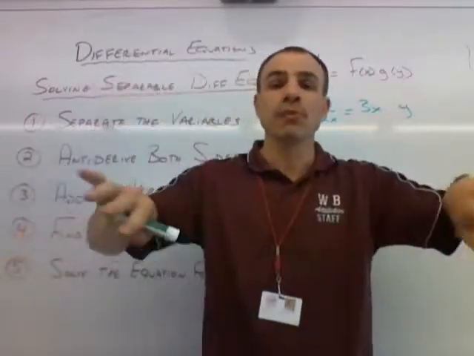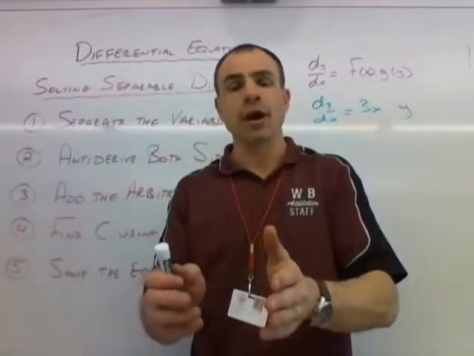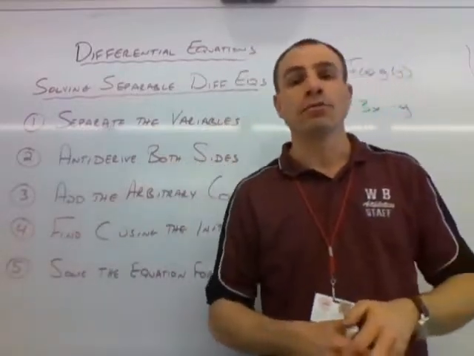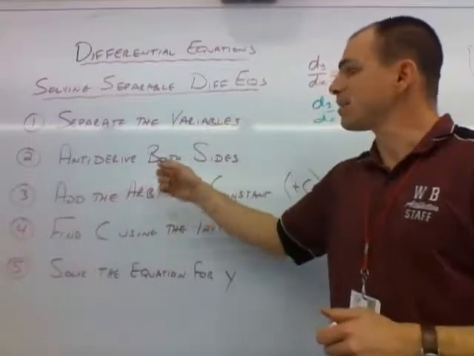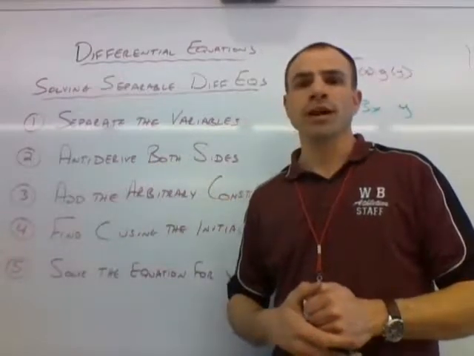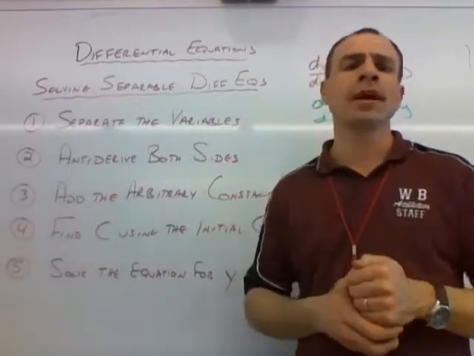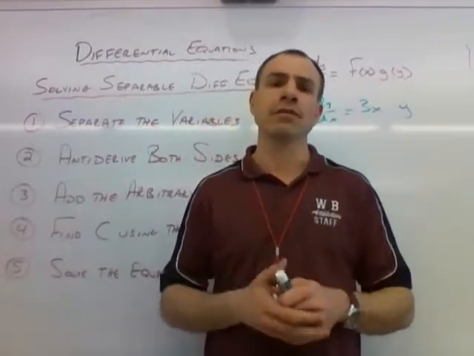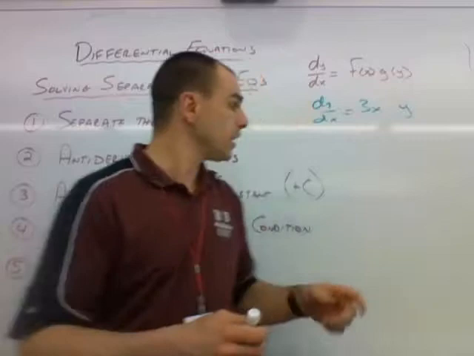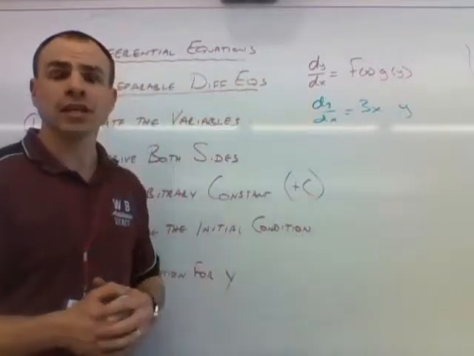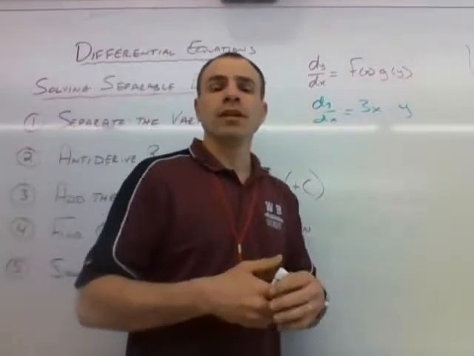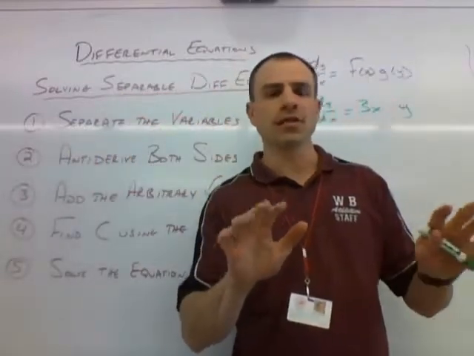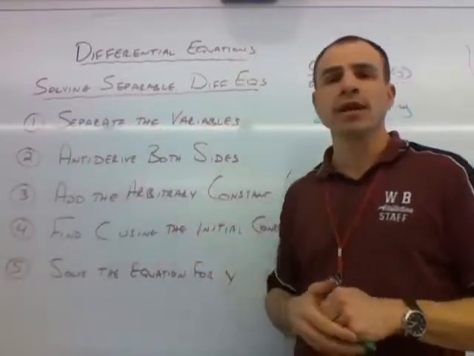But once we separate them, then we can antiderive the y side with respect to y, and we can antiderive the x side with respect to x. So the second step is to antiderive both sides. Now we know from our antiderivative past that when we're finding an antiderivative, we need an arbitrary constant. We need a plus c involved. So technically, there's going to be a plus c on both sides of the equation, the x side and the y side, when we take our two antiderivatives.